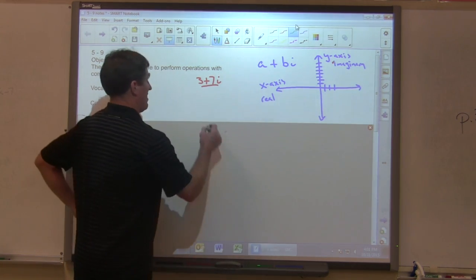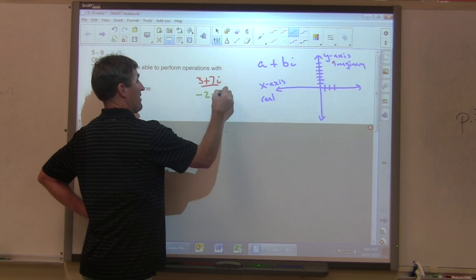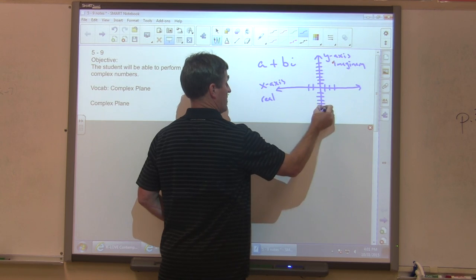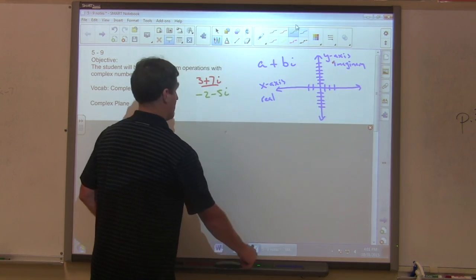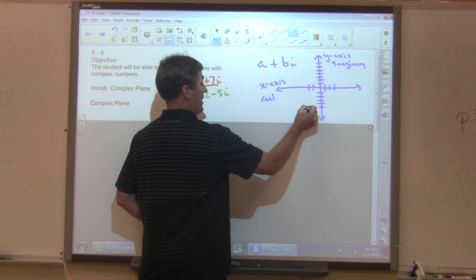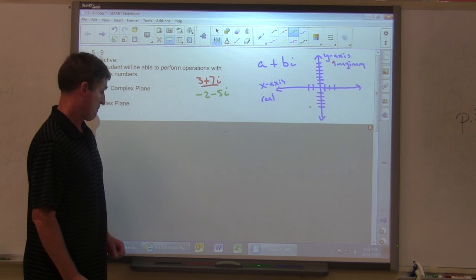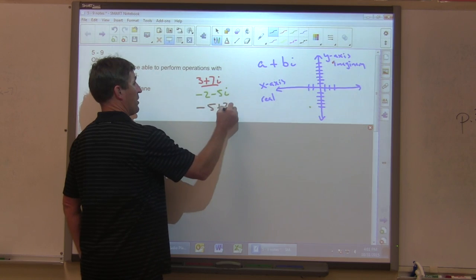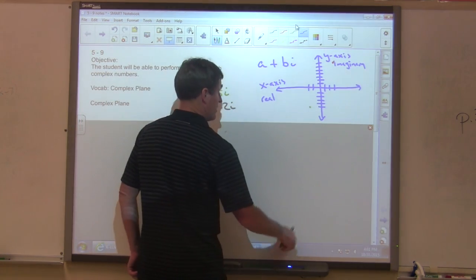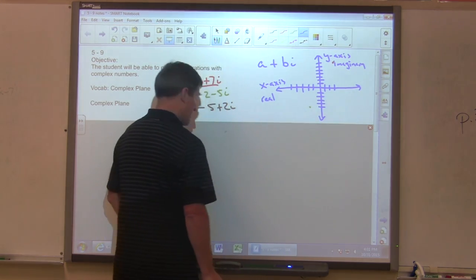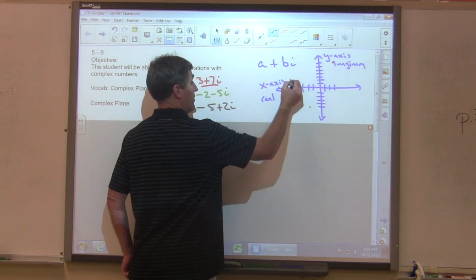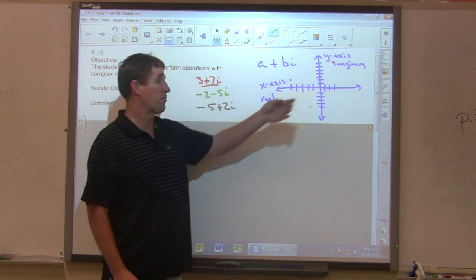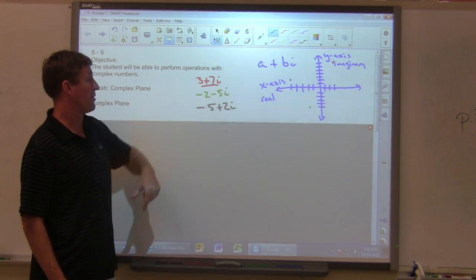If I had negative 2 minus 5i, now I would go 2 to the left and down 5, and so it would be right there. And if I did, let's say, negative 5 plus 2i, then I would go 5 to the left and up 2, and that point would be right there. So it's pretty easy to do. You just have to remember that the x-axis is your real number part and your y is the imaginary part.